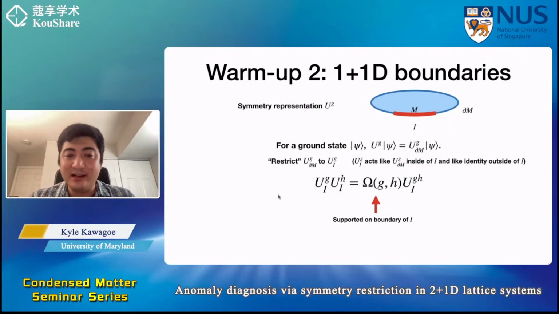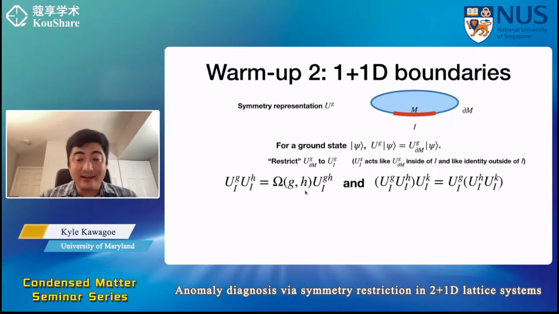So in this case, because the restricted symmetry acts like the identity outside of I, and the restricted symmetry acts just like the symmetry inside of I, that means that the only difference between UG times UH and UGH must live on the boundary of I itself. So it looks like a representation in I, it looks like a representation outside of I, but near the boundaries, who knows? So there's some operator omega GH, which is supported just on the boundary of I, which makes this equation true.